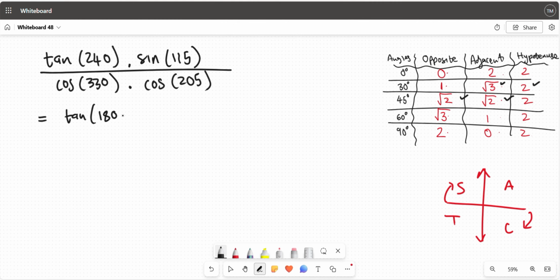180 plus 60 would give me a 240. I'll reduce the second one as sine 180 minus, maybe not 180, let's do, is that sine 15? Let's do 90 plus 25.